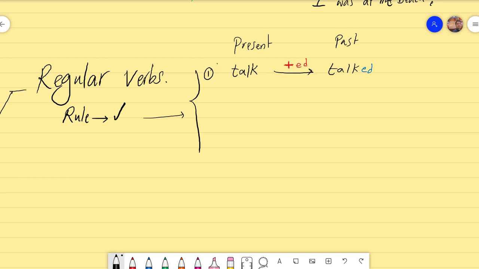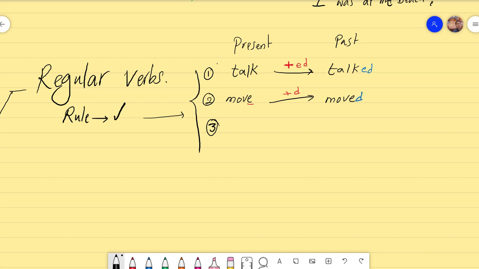Now, rule number 2. Look at this verb, move. We have one E at the end of the verb. When we have one E at the end of the verb, we don't add another E. We just add D. So the past form of move is moved. Exactly.